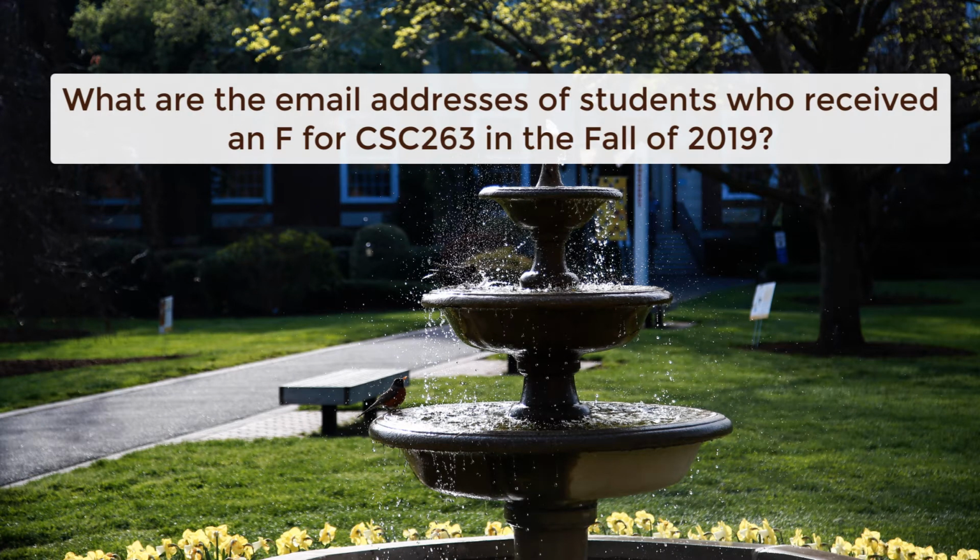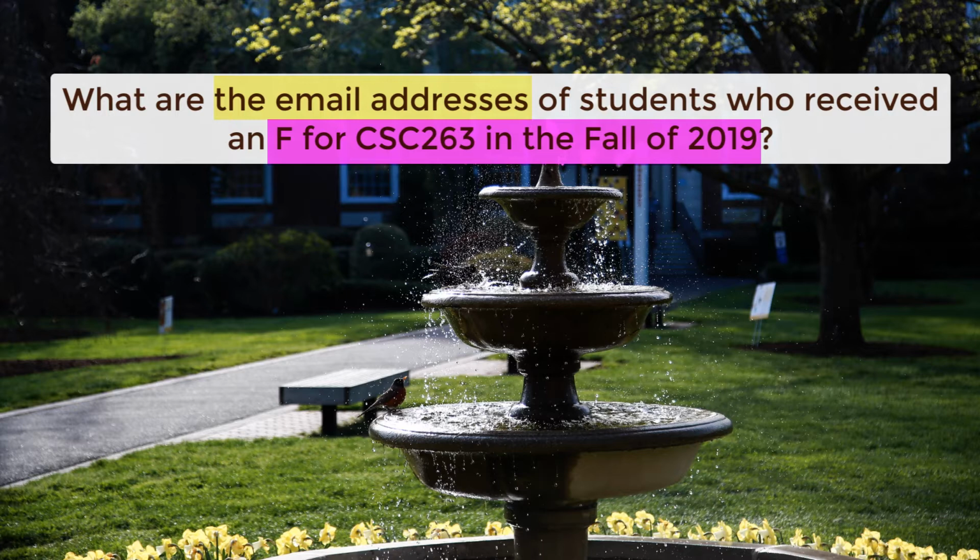To answer this question, we first have to start analyzing it a little bit more. We're asking for the email addresses of students who received an F for CSC 263 in the fall of 2019. And what we see there really is a selection and a projection. What we're looking for in our output is only a list of email addresses, nothing more. So we have to make sure that we project of our final results only the email addresses. Then we have to find a way to only include those email addresses of students who received an F for CSC 263 in the fall of 2019. And we know how to do that. That is simply a selection based on three criteria.